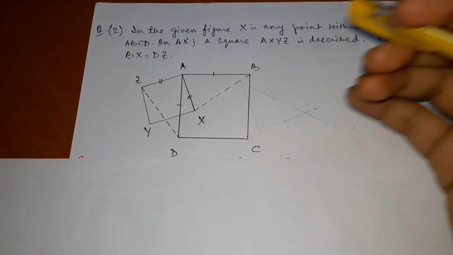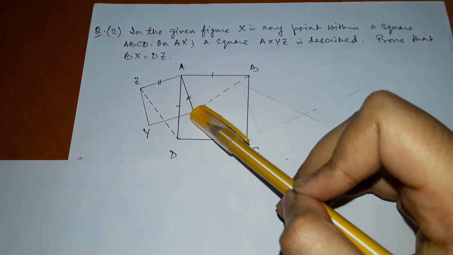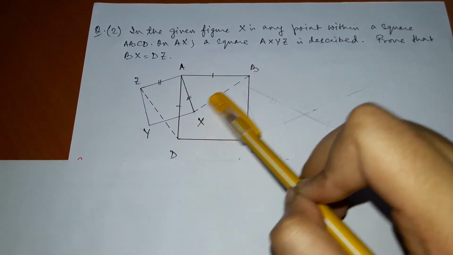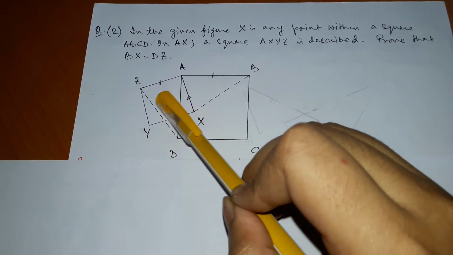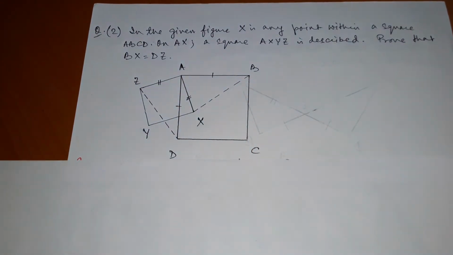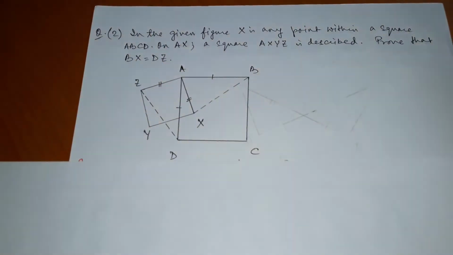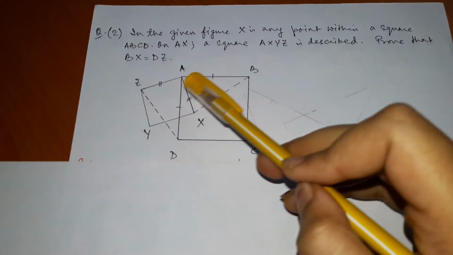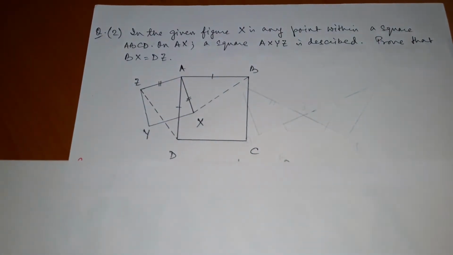See, here these two triangles, that is AXB and AZD. If we try to prove these two triangles to be congruent, then clearly we can say that BX equals DZ by CPCT. So how will we prove these two triangles to be congruent? Think about it. Think about all the information that we are given.